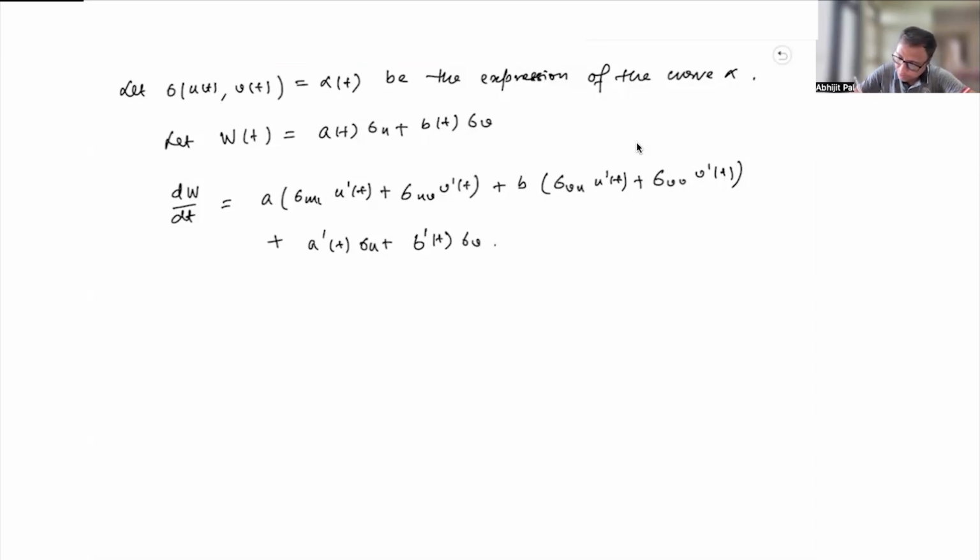Okay, so note that this W(t) is equal to a(t) sigma_u of alpha(t), again sigma_u at (u(t), v(t)), plus b(t) sigma_v of alpha(t). Okay, and if I take the derivative, I'll get this expression.